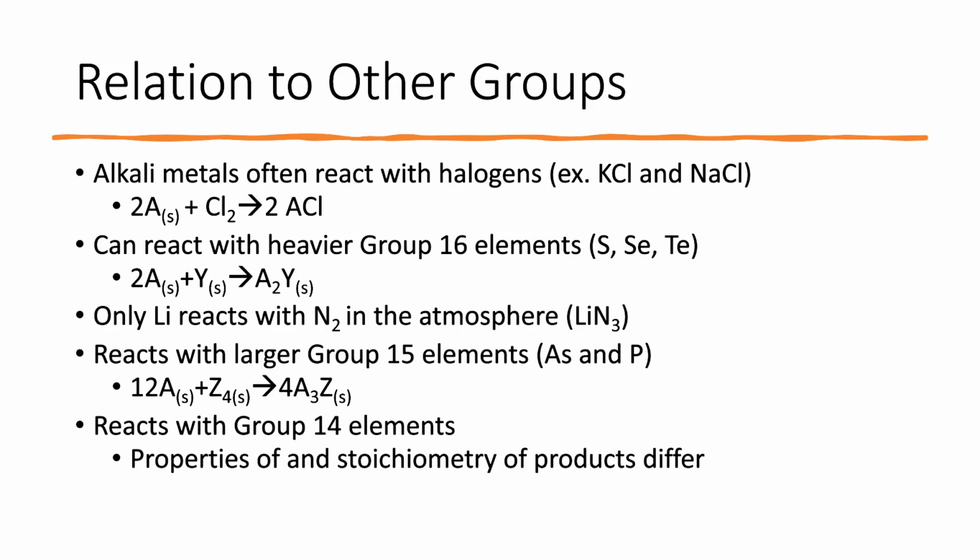And alkali metals can also react with heavier group 16 elements such as sulfur and selenium, so ones lower down on the periodic table, and they react in a 2 to 1 stoichiometric ratio. Only lithium reacts with nitrogen in the atmosphere to create lithium azide, and alkali metals in general react with the heavier group 15 elements such as arsenic and phosphorus in a 12 to 1 ratio. They also react with group 14 elements, but the properties and stoichiometry of these reactions differ.